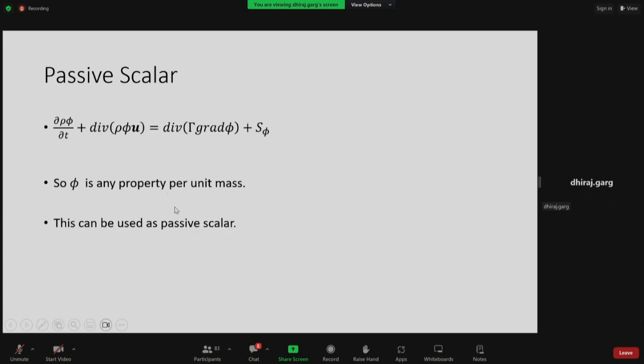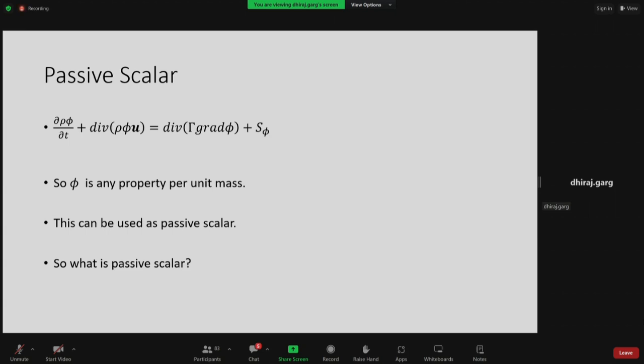And this phi can be used as a passive scalar. So far we have not taken anything else. So if we want to use chemical species, how would you simulate where it will lie? Because conservation of mass leads to density, momentum is velocity, and conservation of energy will lead to the temperature form, even though the temperature can also be taken as a scalar and sometimes it is used as a passive scalar.